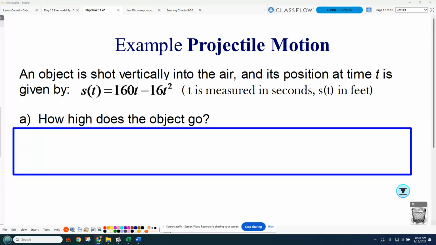At the top of the arc, what's the velocity? When it's going up, velocity is positive, and at the top it's 0. So what are you going to do?